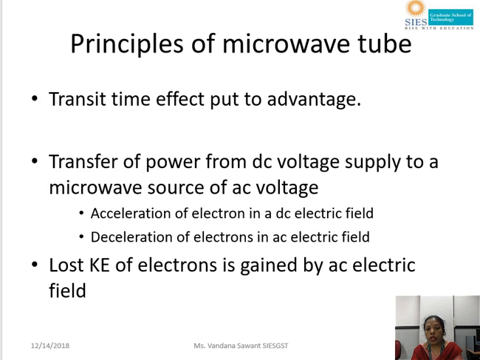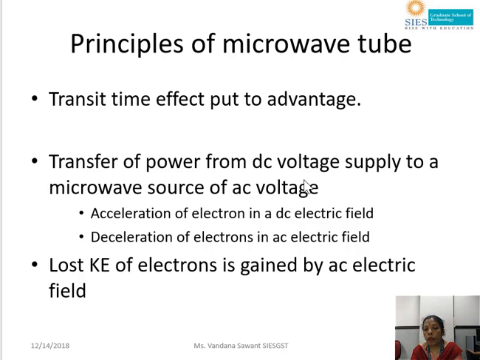So what are these principles? The first thing is that the transit time effect can be used in a more intelligent way. That means the transit time effect can be put to an advantage. So this is the first rule to make a conventional tube work as a microwave tube, and that is called the principles of microwave tubes.